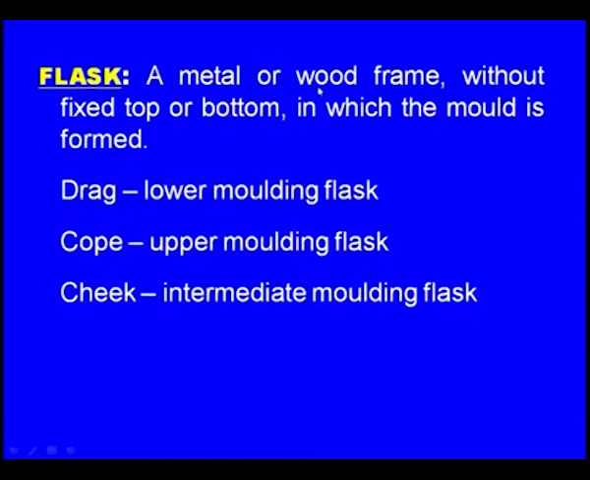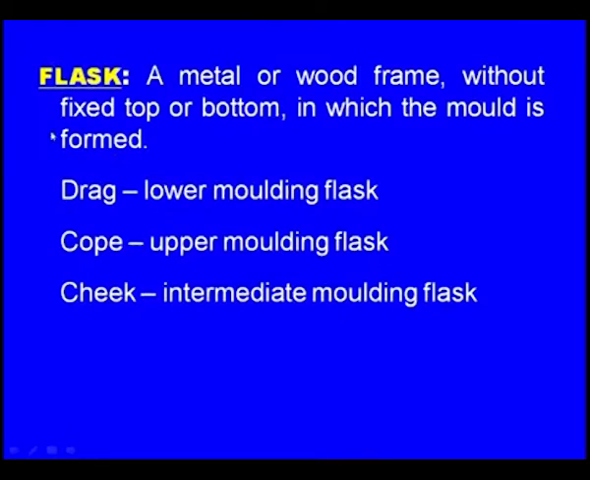First, let us see the flask. A metal or wood frame without fixed top or bottom, into which the mould is formed. It is a metallic or wooden box without top and bottom. In that we compact the moulding sand. Inside that we keep the pattern and compact the sand around that pattern. Later that pattern will be withdrawn and the sand will remain compacted inside this flask.